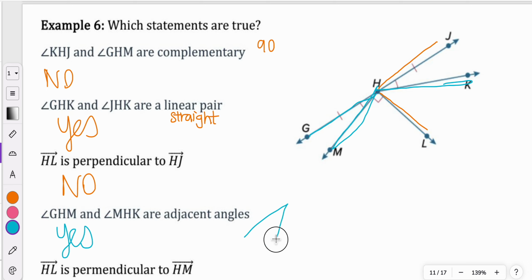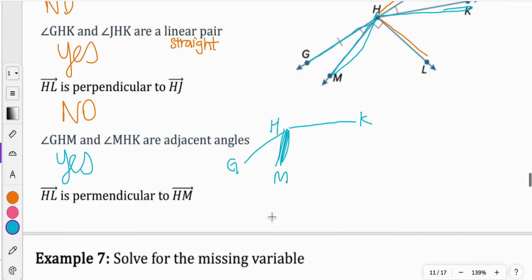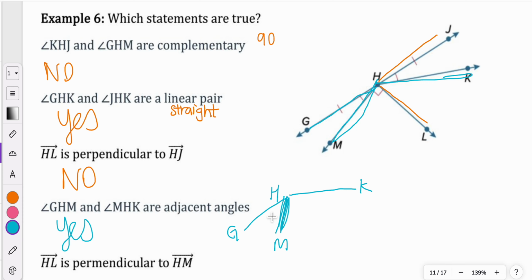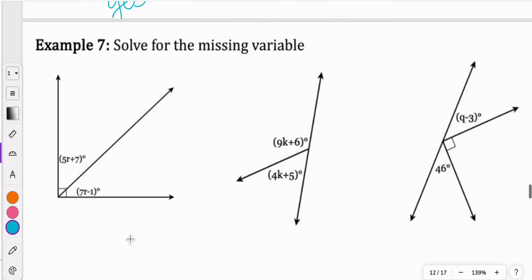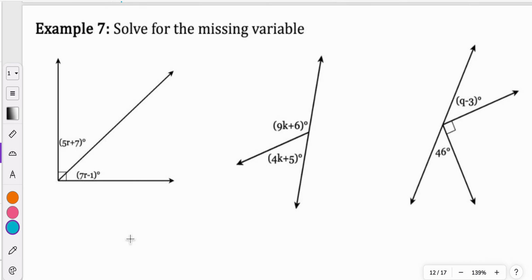If you need to see it better, here's GHM, and then MHK goes out this way. So they're still sharing that common side. And then HL is perpendicular, misspelled that there, to HM. Yes, HL and HM are making that 90 degree angle. It's notated there, so we would say yes for this last one. Then we have a few more of solving for the missing variable. Let's go ahead and pause here so you can try these on your own, and when you're done, click play.